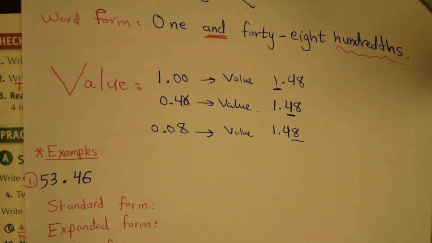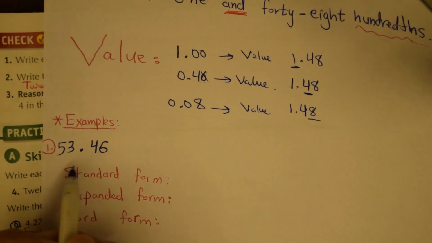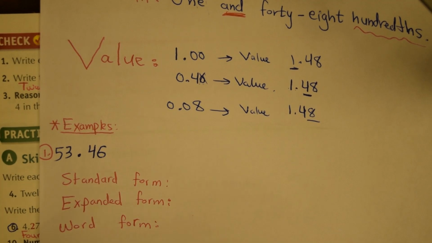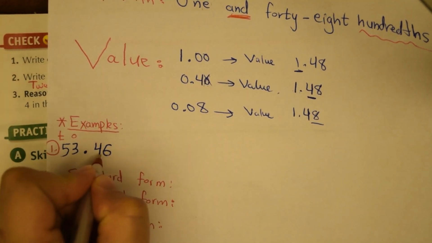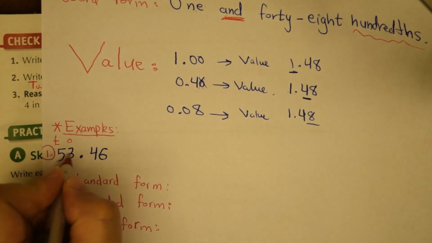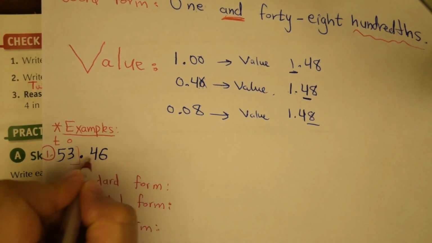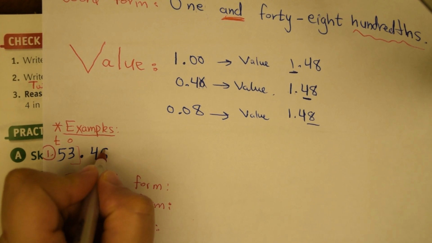Okay, now we will take examples. I have this number. Before I write, I will write the places. Okay, this is ones, tens, and here this is to the left. Now to the right here I will have tenths and hundredths.